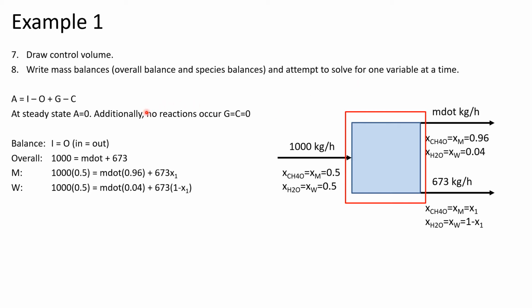Now for this process, which is steady state, the accumulation term is 0, and there are no reactions, so G is equal to C equals 0. Our balance equations are all going to be of the form N in is equal to N out.